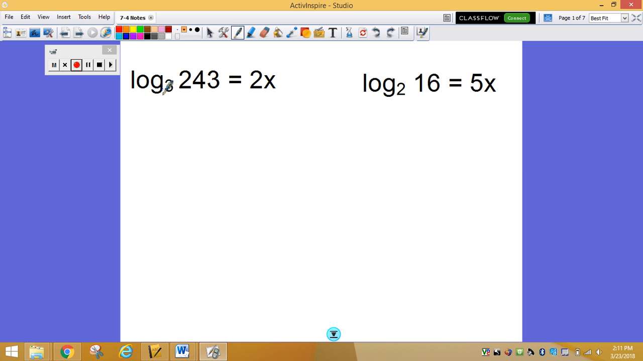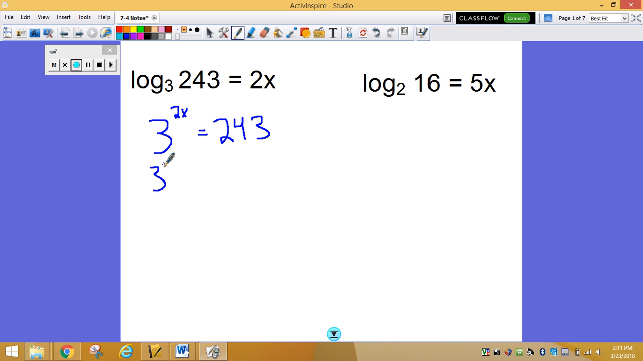Your last worksheet, remember we said this base becomes your whole number. What it equals becomes your exponent, right? And then it's going to equal your big number here, 243. So we want to solve this. So it goes back to the worksheet we did a while ago where I want to get the same base so that they'll cancel out.